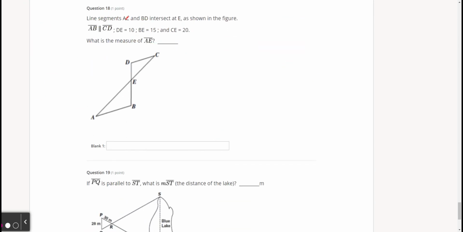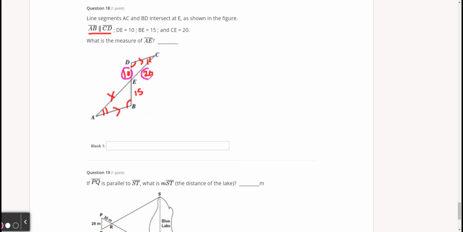Question 18, line segments AC and BD intersect at E as shown. AB is parallel to CD. That means those alternate interior angles are going to be congruent, right? So I can mark those. From parallel lines, I can always mark alternate interior angles. I also know that DE is 10, BE is 15, CE is 20, and I want to know AE, right?